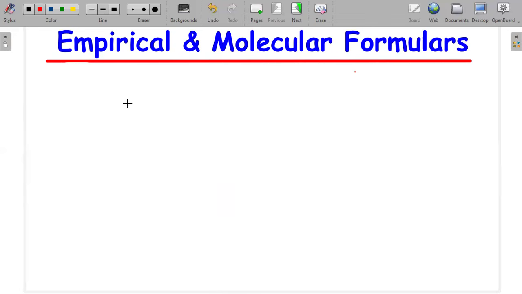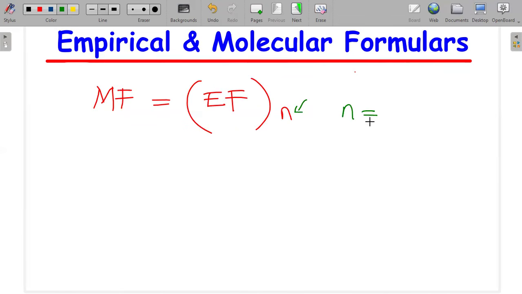So you always use this formula. Molecular formula is equal to the empirical formula multiplied by a factor n. So this factor n here is equal to the molar mass of whatever compound you are finding the empirical formula for, and then you divide by the empirical formula mass.